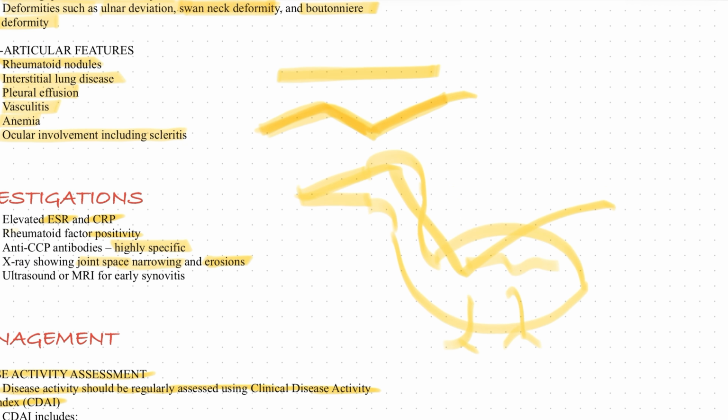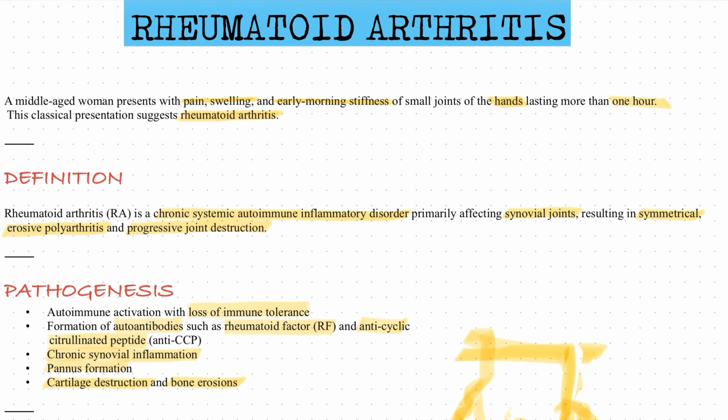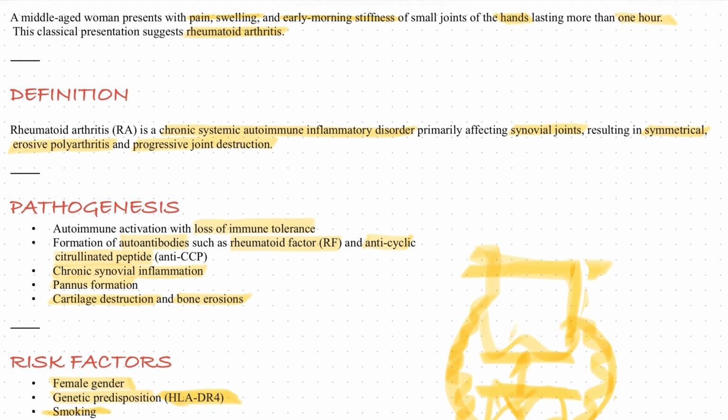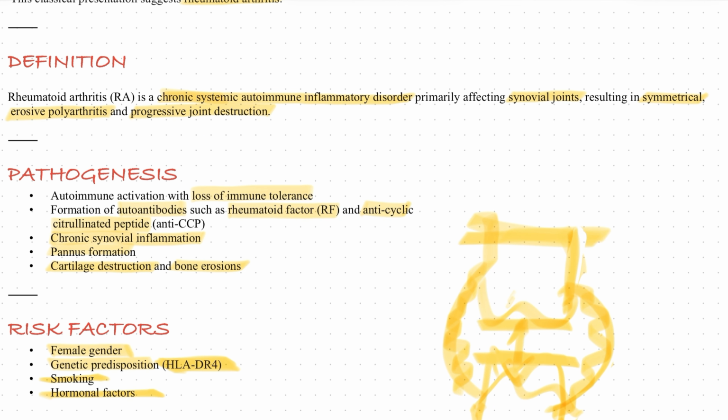So let's quickly recap. Case, no need to discuss because you know joint stiffness will be there. So it's a chronic symptomatic autoimmune inflammatory disorder affecting synovial joints, with symmetrical, erosive polyarthritis and progressive joint destruction. You need to write your definition, because if you write your definition properly, your case will be properly solved. Just think of writing your headings properly, taking an example of anatomy. If you write the headings properly, then you will come to know what to write under the topic. So don't forget to write the definition whenever it is possible in medicine. You'll impress the examiner easily.